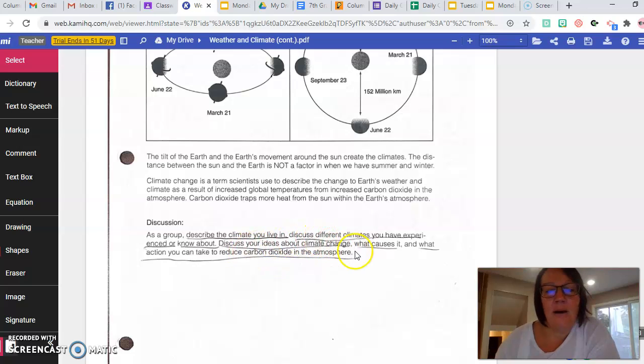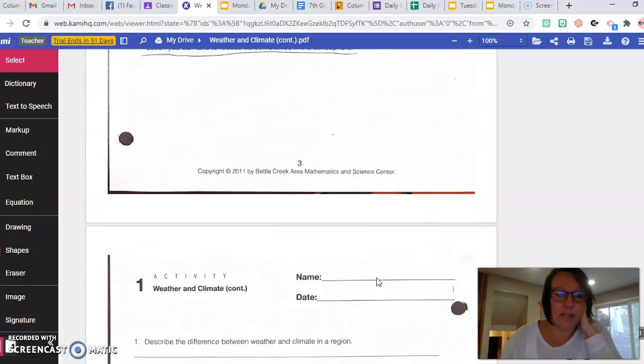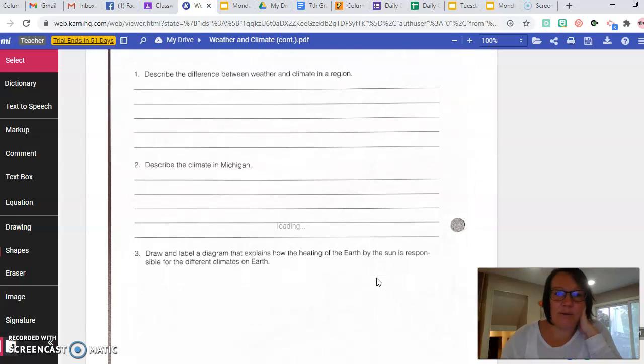And then how has that changed? Do you believe it has changed? So it's just a reflection piece. Completing it is getting it done and getting it correct because it's opinionated. So you really can't get this one wrong unless you just don't do it, of course. Down here are the ones that I'm going to be checking.